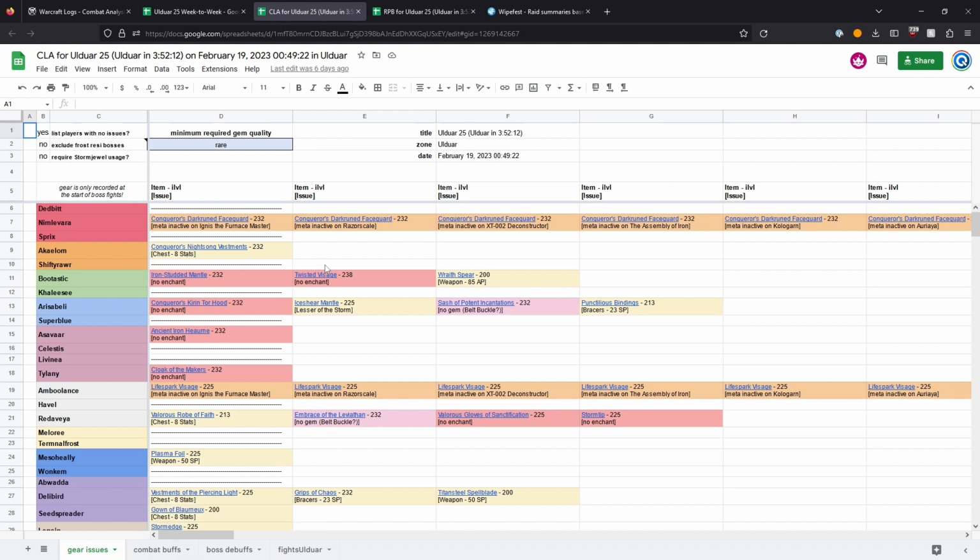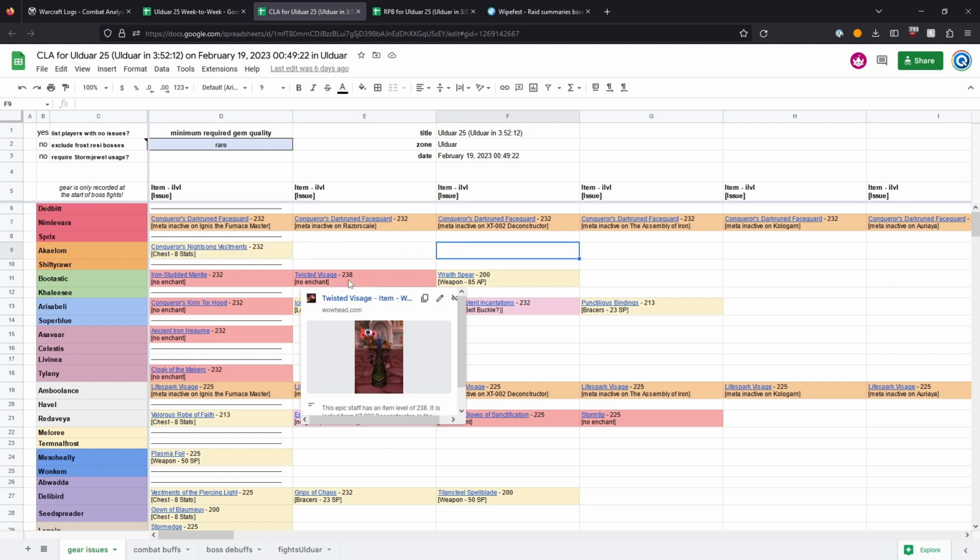So the first tab is gear issues. It basically points out if someone has a metagem issue or a gemming or enchanting issue. So last week, Nimlavara's metagem wasn't active for pretty much the entire raid. And I let him know, and he checked. Sometimes it gives a false positive on the metagem, so you always want to double check it.